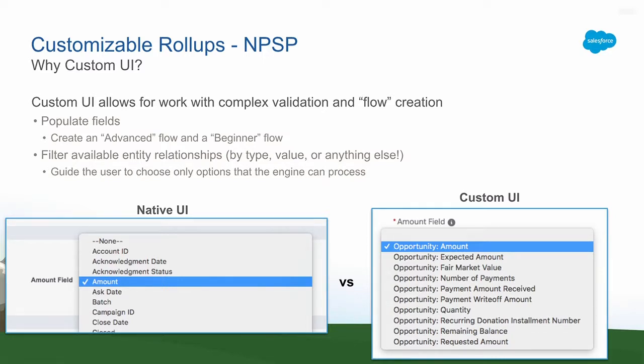So this is the power of having the custom UI. We can give our user that guidance to say, okay, we're on an amount field. In this context, these are your only options that make logical sense. So those are the only options we're going to present you with.